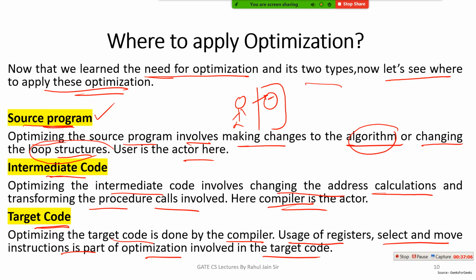They may ask questions directly in a theoretical form: in the source program the user is the actor, meaning he will make a change in the algorithm itself. If we talk about intermediate code, the compiler is the actor. The compiler will optimize the code according to its default program and library files. And in the target code, using registers and various memory optimization techniques, the code gets more optimized by reducing some time. So these are the three types of optimization where we can apply optimization. But manually, we can only optimize in the source program itself, right?